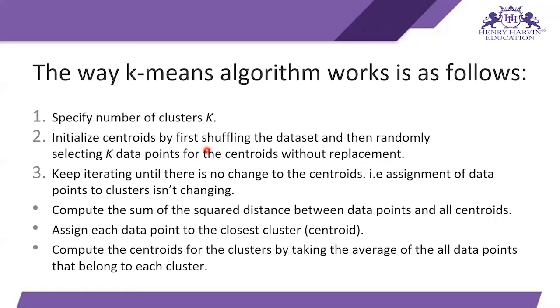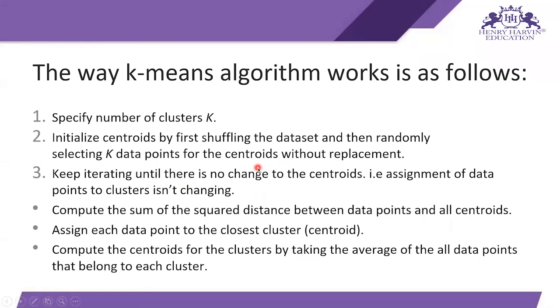Initialize centroids by first shuffling the dataset and then randomly selecting data points for the centroids without replacement. So basically it first shuffles the dataset and then randomly selects a set of k points, like 1, 2, 3, 4, 5, without replacement. It keeps iterating until there is no change to the centroids, that is, the assignment of data points to clusters isn't changing.